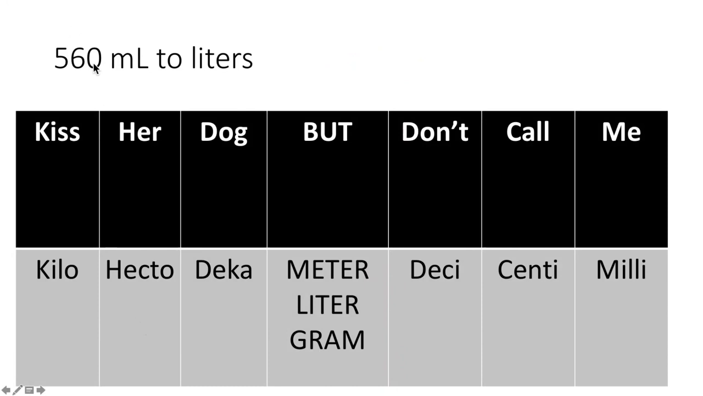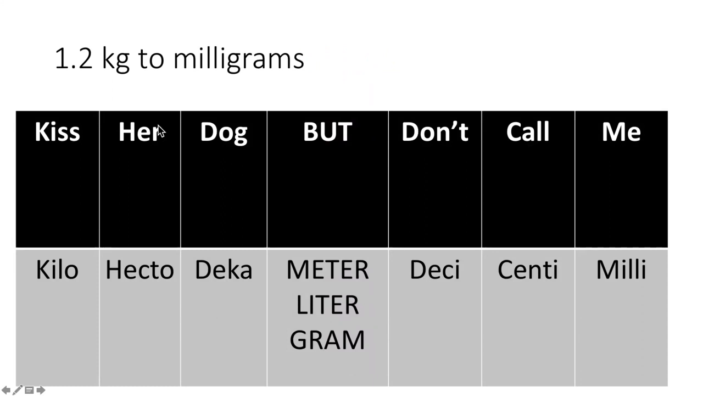As we start off with 560 milliliters. Milliliters is over here in milli. We're going to liters, which is again at this butt, which is meter, liter, and gram. You're moving 1, 2, 3 places, and 3 places to the left. So the decimal point will be moved from the 0, 1, 2, and 3, and you should get 0.560 liters. So I know many of you can convert metric really, really well. For those of you that still struggle, this is a good crutch or tool to always help you adjust when it comes to metric conversions.